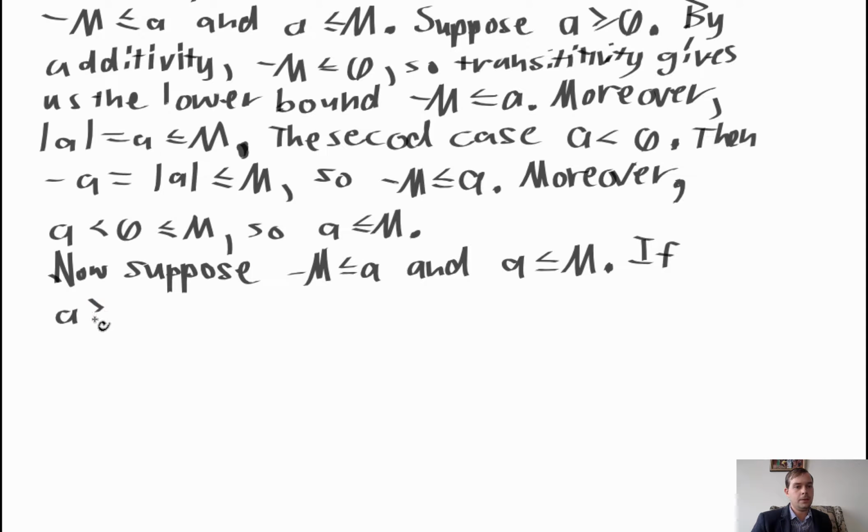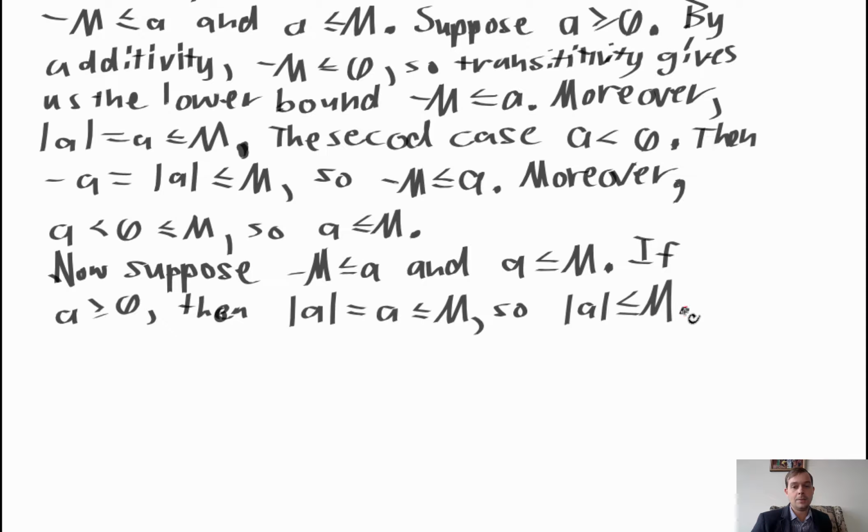Well, if a is greater than 0, then we again have absolute value of a is equal to a, and by this inequality we have that this is less than or equal to m, so we get the result. Again, we're using this case-based reasoning.